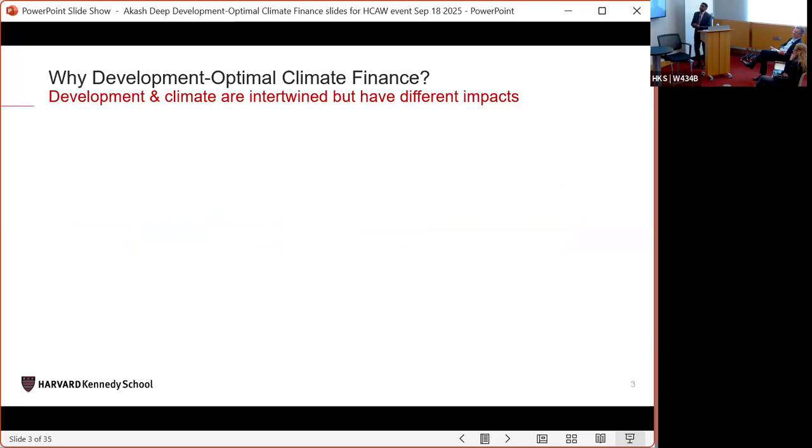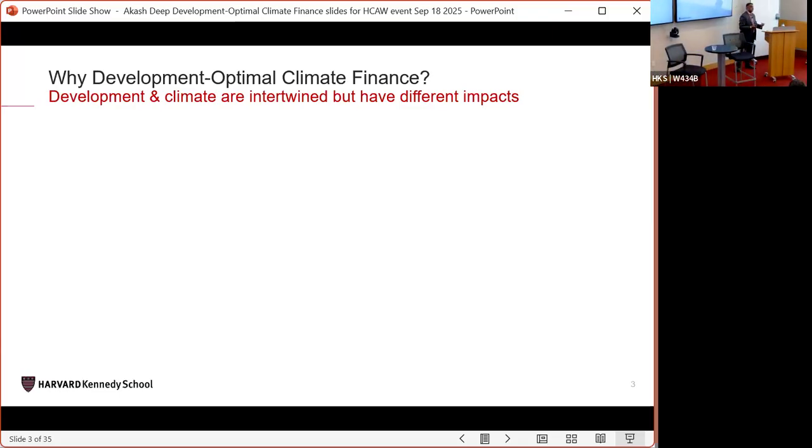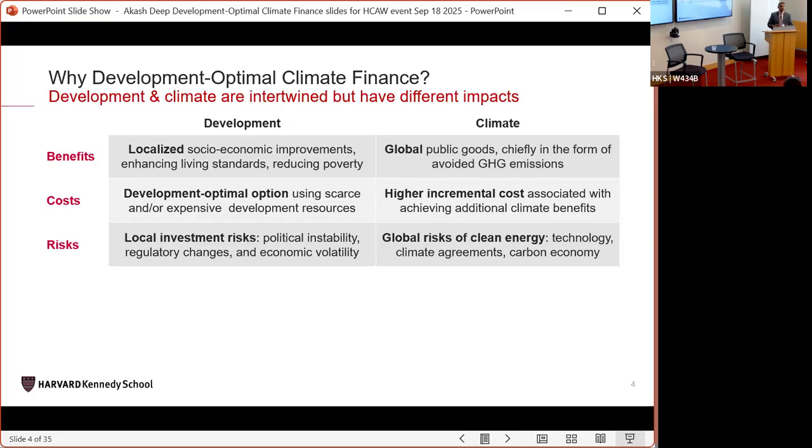So what is the idea behind development optimal climate finance? When I started working on climate issues, one of the things that we found was that development and climate issues are deeply intertwined, particularly when we talk about development in the context of emerging markets and developing economies, which are some of the most significant players and actors in the climate space as well. And when we saw them as intertwined, we also noticed, however, that they have different impacts. So if you think about the benefits, costs, and risks of development, they are distinct from the benefits, costs, and risks of climate. And for the time being, I'm going to talk about the broad notion of climate, primarily in the sense of mitigation. Later on, we will go a little bit deeper and talk about adaptation and mitigation separately.